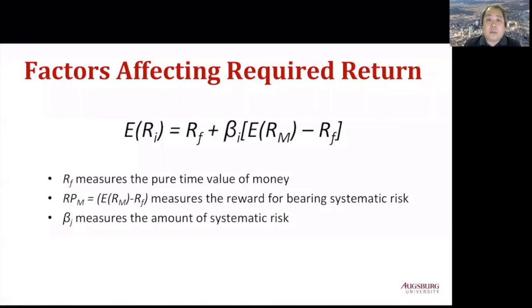From CAPM, there are three factors that affect required return. First one, risk-free rate, which is pure time value. Risk-free rate is just reward for delaying consumption and does not include any risk factors. Second factor is market risk premium, which is a measure of the reward for bearing systematic risk. Final one is beta, which measures the amount of systematic risk.